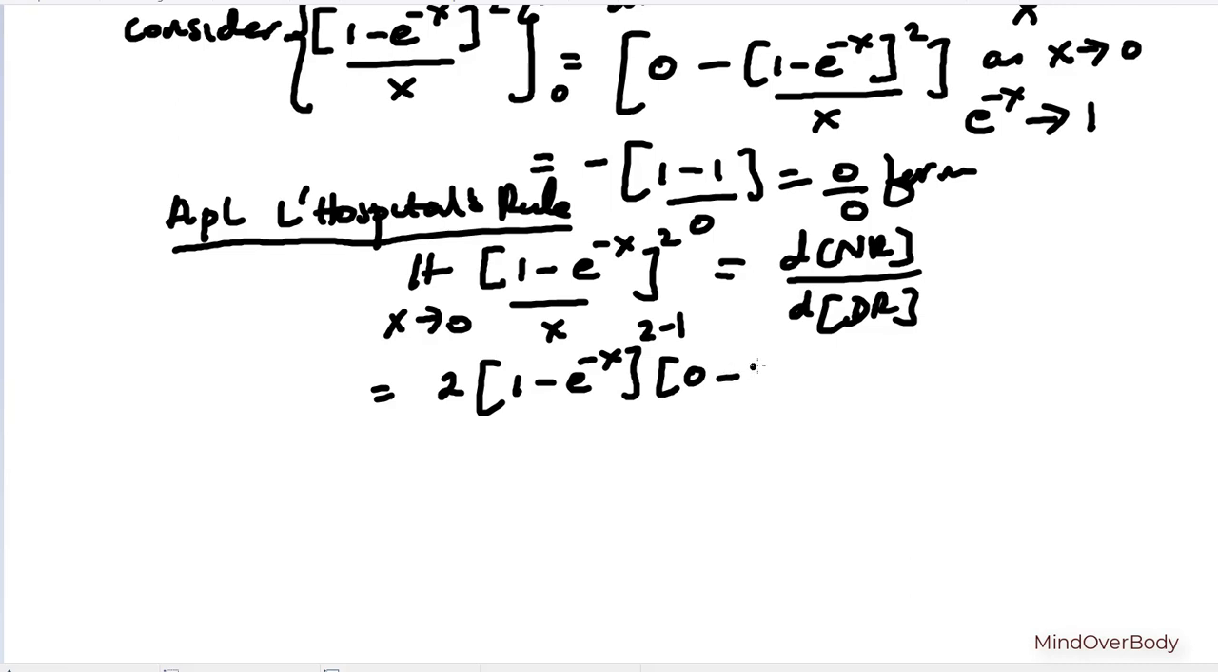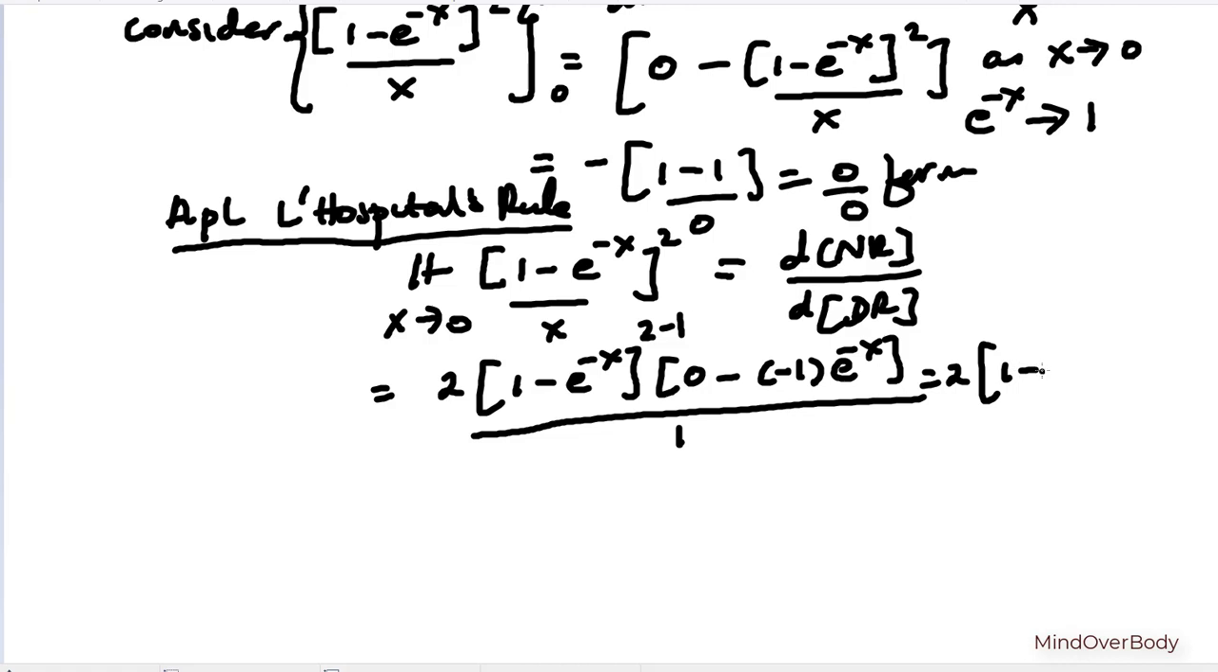The differential of e raised to the power of negative x is going to be negative 1 times e raised to the power of negative x, divided by the differential of x, which is 1. So this is 2 times (1 minus e raised to the power of negative x)... this is positive 1 followed by e raised to the power of negative x.